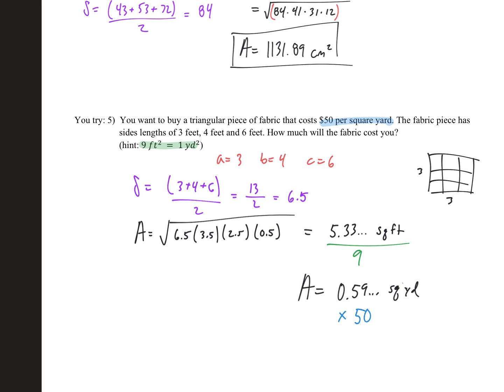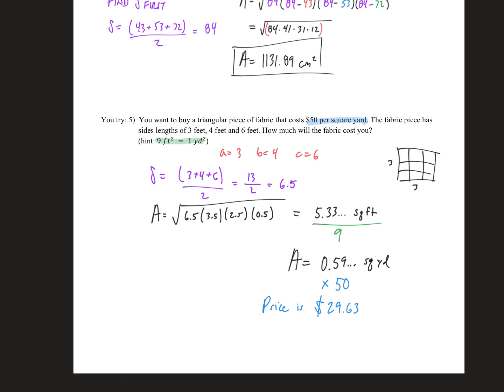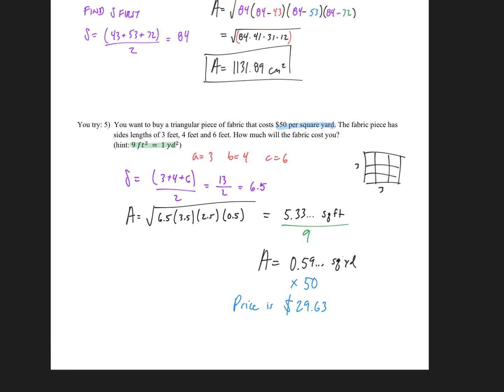That'll give us our cost, our price. And since it's money, we'll round that to the nearest hundredth. So I got $29.63. So nothing crazy there. Pretty easy to find the area given all 3 sides.